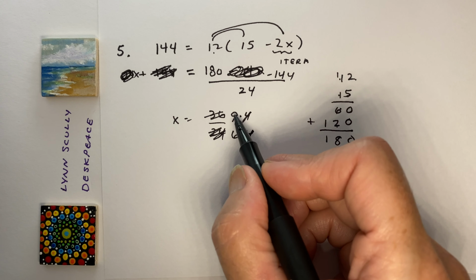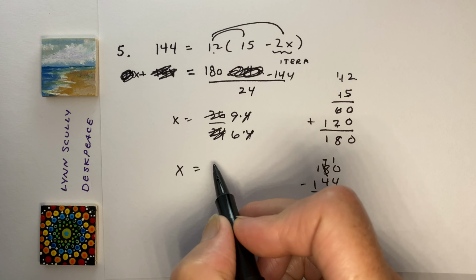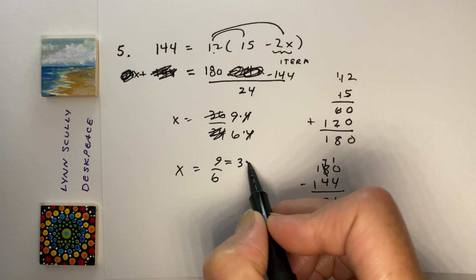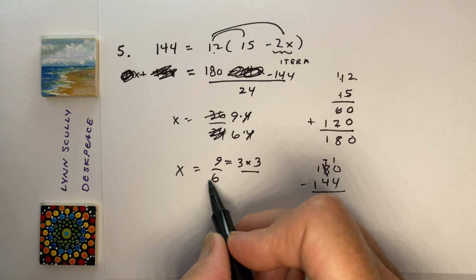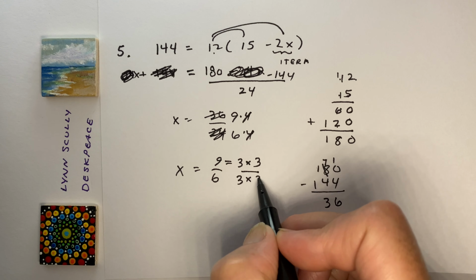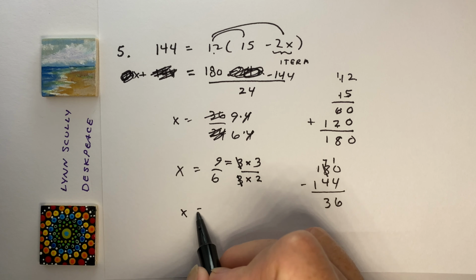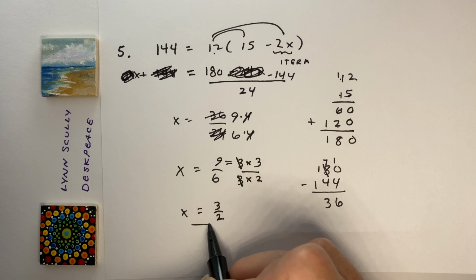How about we take the 9 and I'm going to rewrite it so that it's not getting so sloppy. I'm going to take that 9 and write it as 3 times 3. I'm going to take the 6 and write it as 3 times 2. Reduce again, and we get x equals 3 halves.